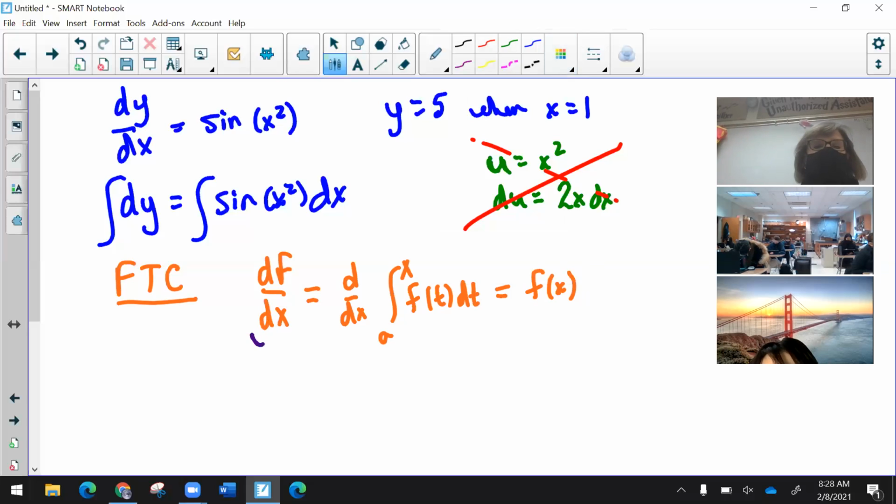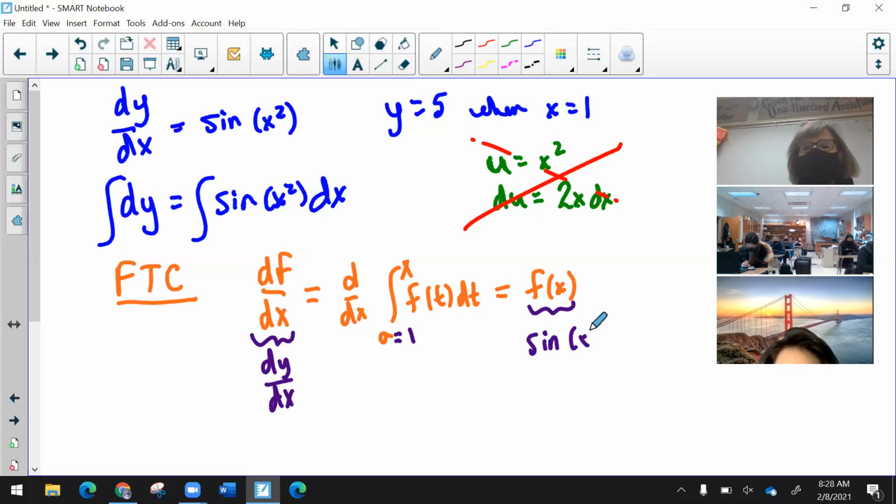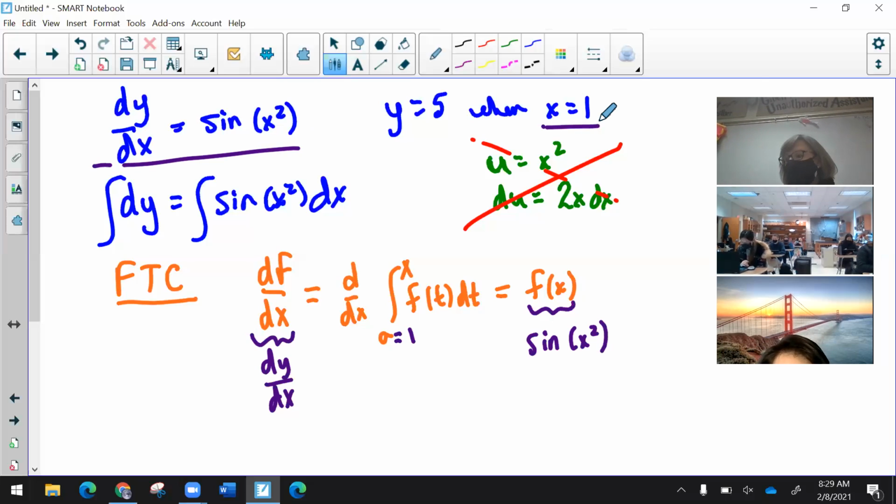So in our problem, df dx is equal to dy dx. A is equal to 1, and little f of x is sine x squared, right? And that comes from my initial equation up here and my condition about x equals 1. Okay, we good? All right.